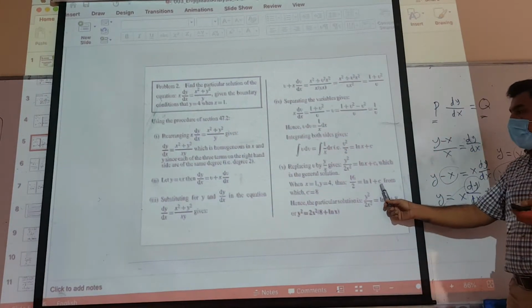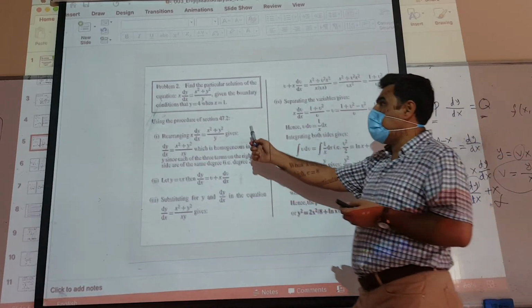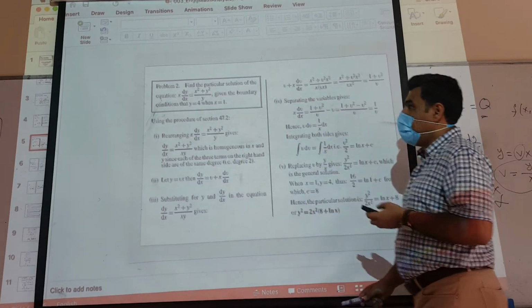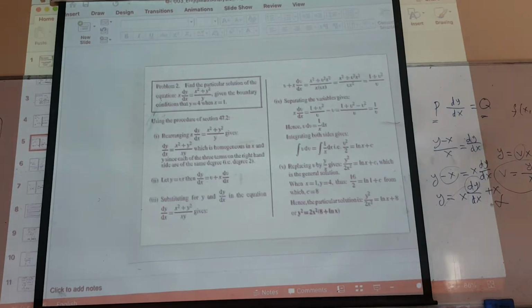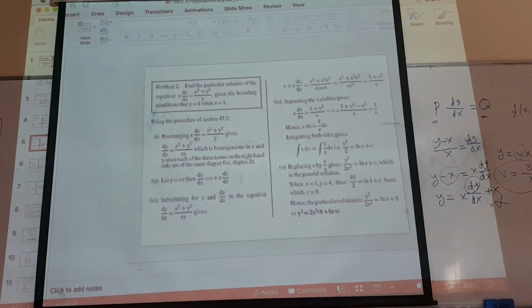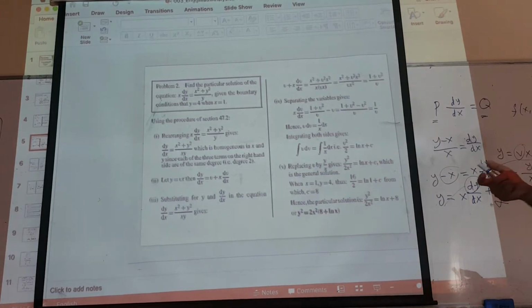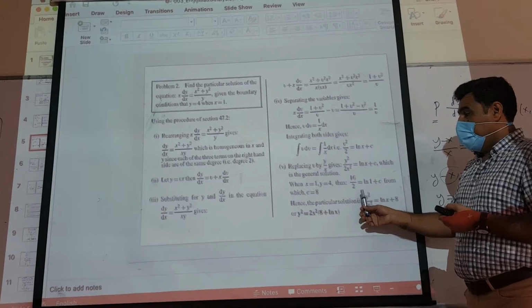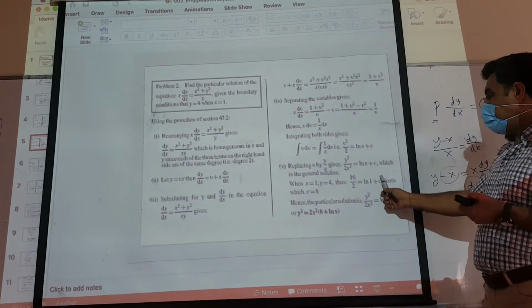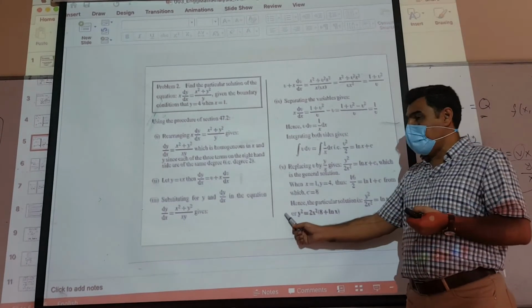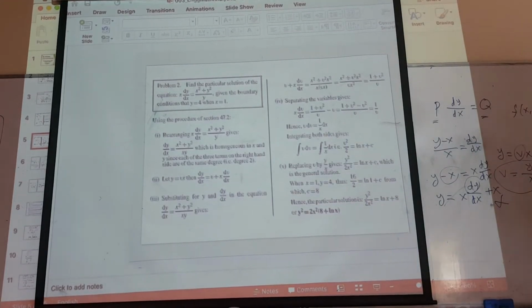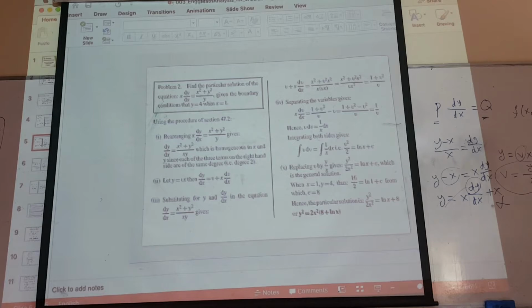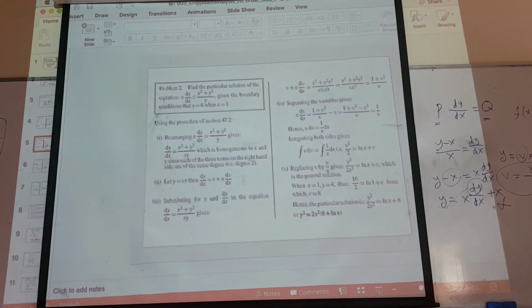You will find the value of c after substituting the initial value or boundary condition. Boundary condition and initial value at that point are terms with the same meaning. After getting the value of c, you can rewrite the equation, and this will be the particular solution for this question.